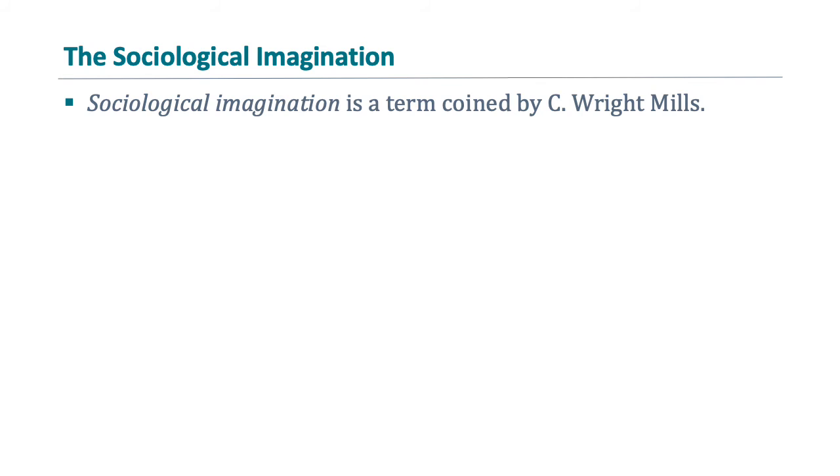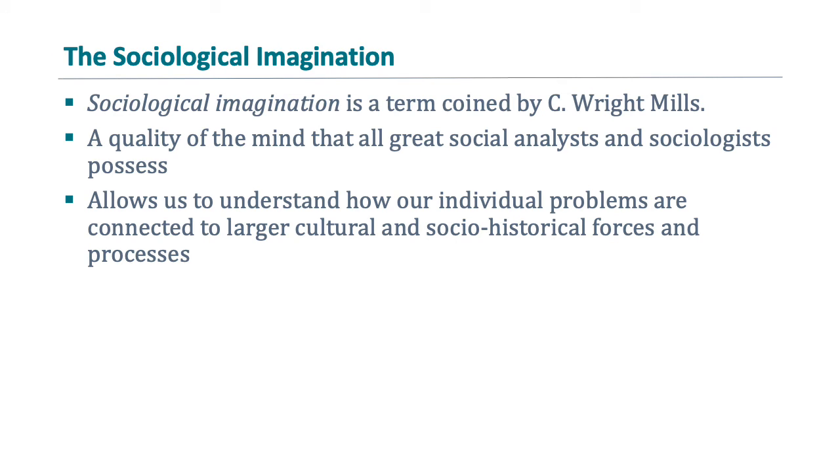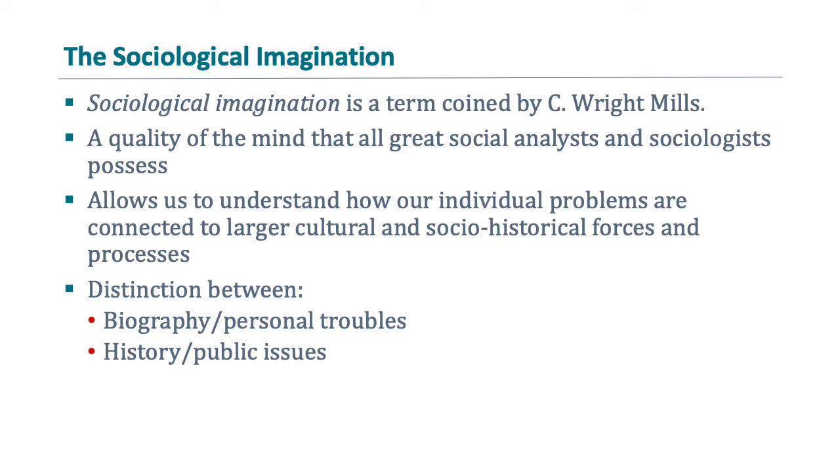As I mentioned previously, the sociological imagination is a term that is coined by C. Wright Mills. It is a quality of the mind that all great social analysts and sociologists possess. It allows us to understand how our individual problems are connected to larger cultural and socio-historical forces and processes. In his book, C. Wright Mills provides a distinction between biography or personal troubles and history or public issues. He often uses biography and personal troubles interchangeably. He also uses history and public issues interchangeably, which is why I have provided both.